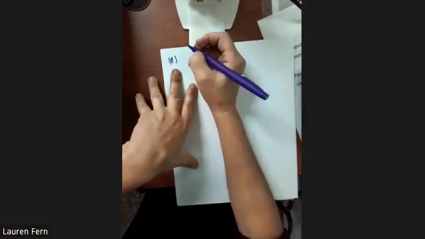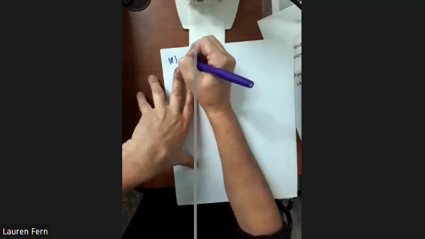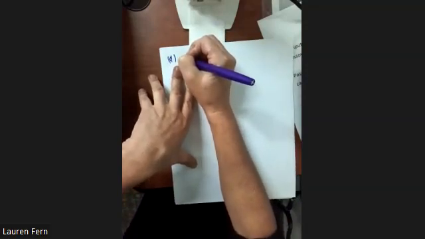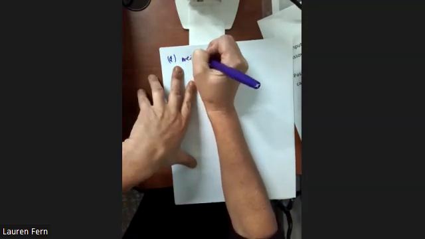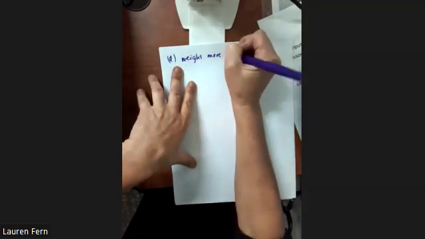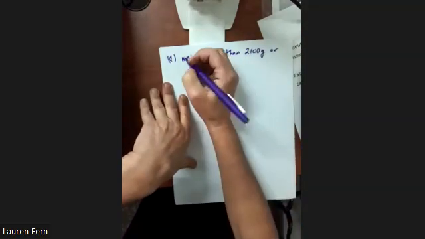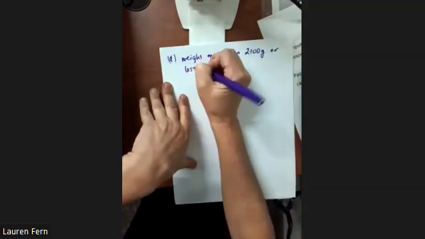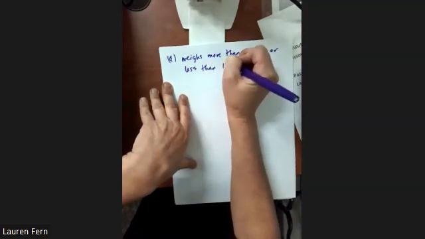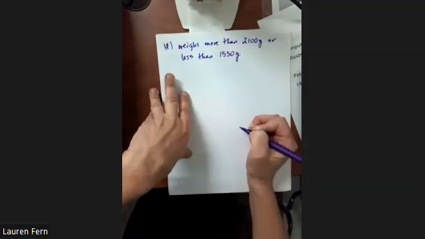Okay. What if we want to find the probability that a randomly selected chicken weighs more than 2,100 grams or less than 1,550 grams?